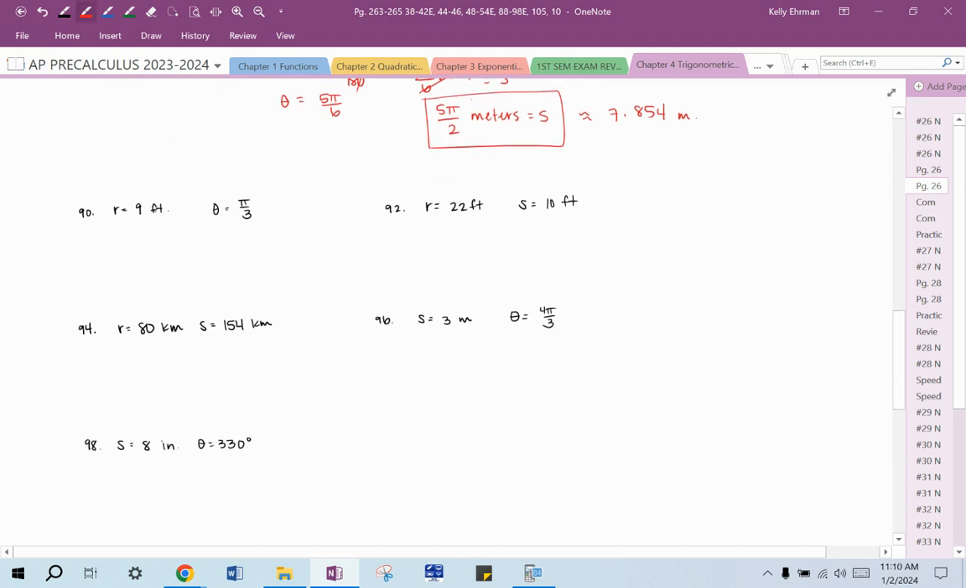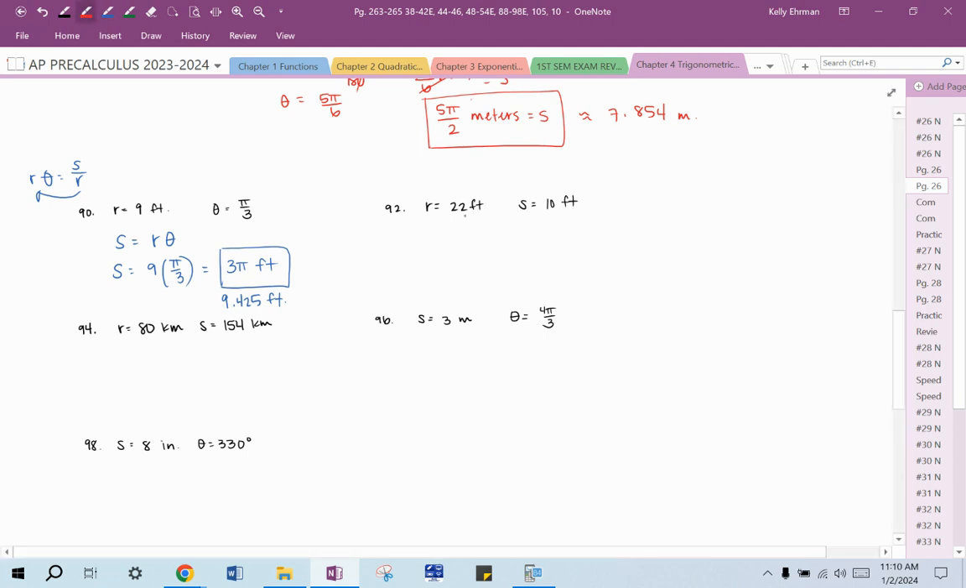Next one, we're given R and theta. Theta is already in radians. So S, again, is equal to R times theta. That's just me rearranging the original, solving for S. So S is equal to 9 times pi over 3. 9 over 3 reduces to 3 pi feet. Just because there's a pi in it doesn't mean it's automatically radians. 3 pi is an actual number. It's approximately 9.425 feet. We're just leaving it in its exact form.